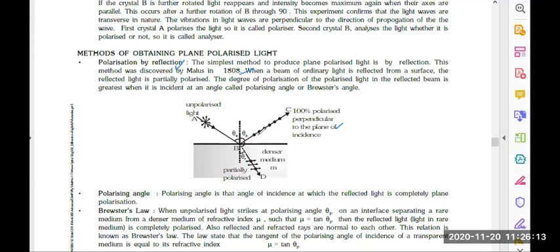Now some portion of that unpolarized light will be reflected, and that reflected light is 100% polarized. Some part will be refracted, which will be partially polarized, and the angle between these two should be 90 degrees. According to the law of reflection, this angle and this angle should be the same. Can we use Snell's law here and find the refractive index of this material in terms of this θ? Tell me.